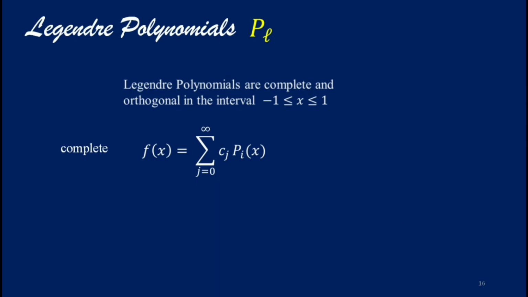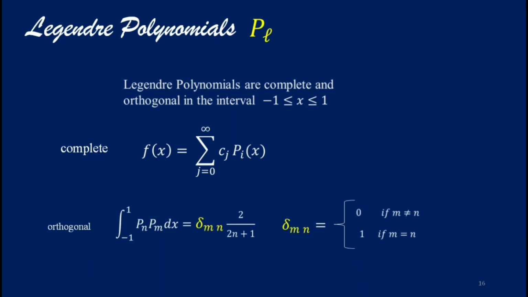Legendre polynomials are complete and orthogonal in the interval negative 1 to 1. So, f of x equals the sum from 0 to infinity of Cj Pj of x. This is the orthogonality condition of these Legendre polynomials. Within negative 1 to 1, which is the defined domain of the Legendre polynomials, the integral of Pn of x multiplied by Pm of x dx equals delta mn times 2 upon 2n plus 1. Delta mn is the Kronecker delta function, which is equal to 1 if m and n are the same, and 0 if they are different.